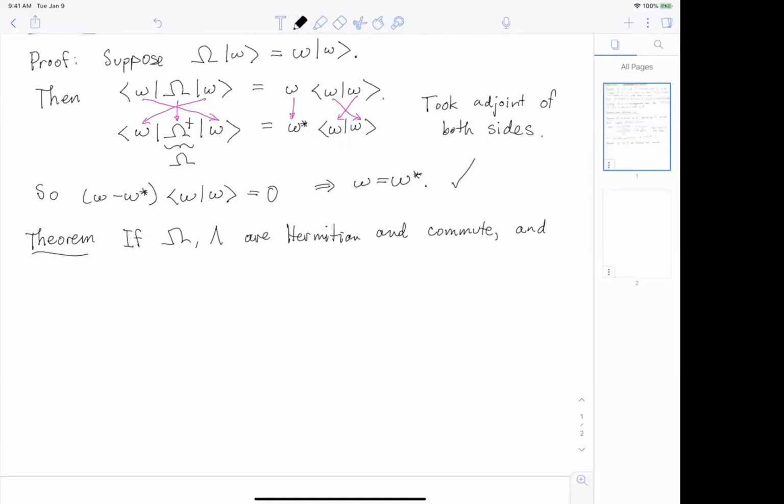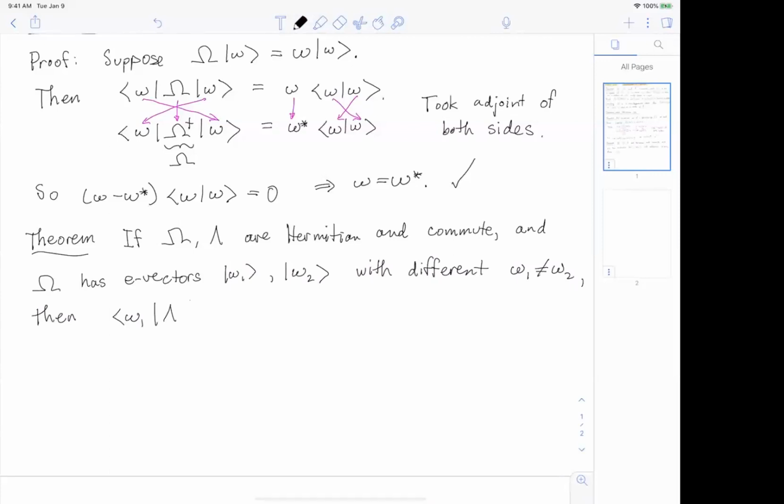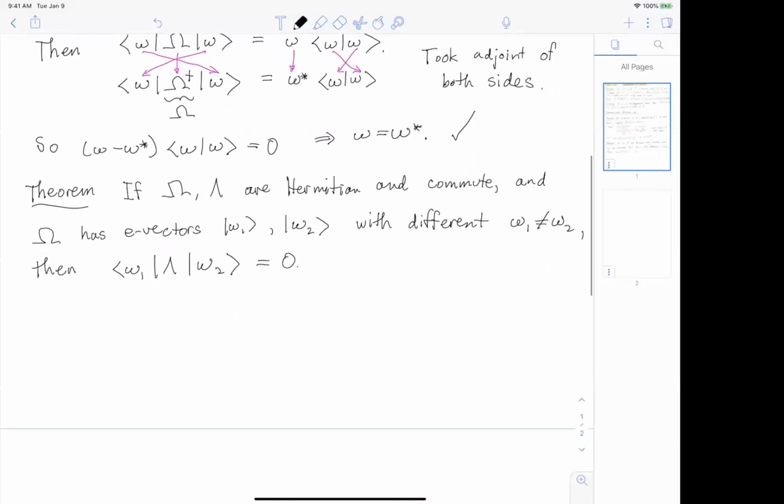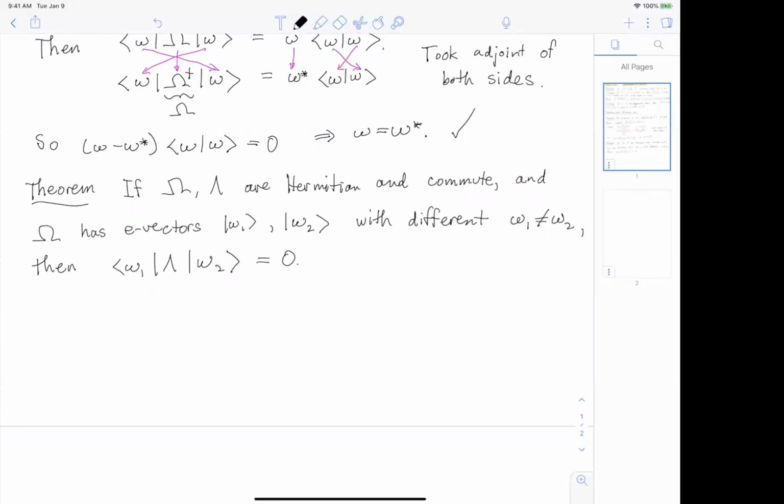and let's say we know that capital omega, the operator, has two eigenvectors. Let's call them omega 1 and omega 2 with different eigenvalues. So the eigenvalues omega 1 and omega 2 are not the same. Then the matrix element of omega 1 lambda omega 2 is 0. So it's sort of magic. Just because we know something about the eigenvalues of omega, we know also something about the matrix element of lambda. The key thing is that lambda has to commute with omega. All right, so let's do the proof of this.